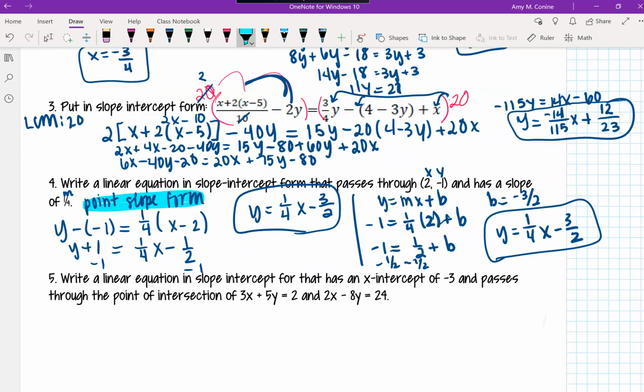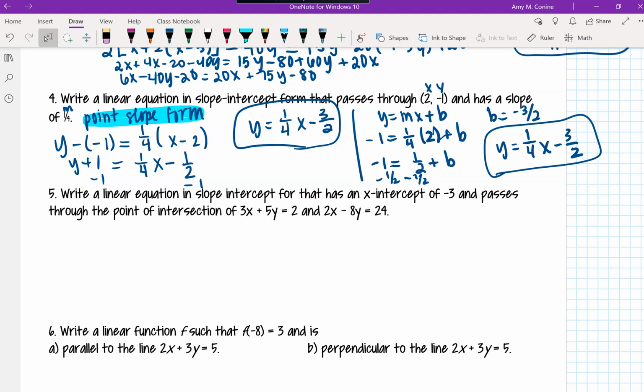So for number 5, write a linear equation in slope-intercept form that has an x-intercept of -3 and passes through the point of intersection of those two equations. There's a lot happening here. For this, the first thing we need to do is find this point of intersection. The second thing is we need to take a look at our x-intercept and what that is. And we'll use that information to write our slope-intercept form.